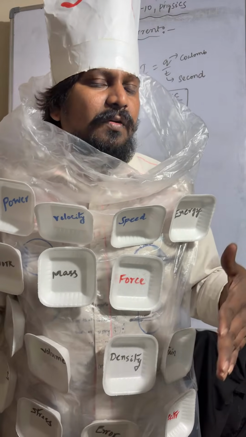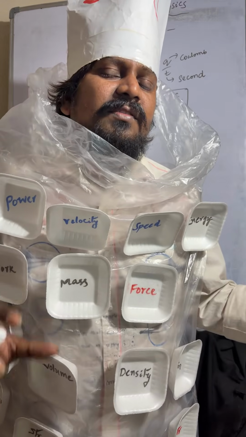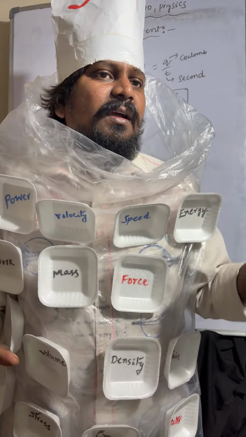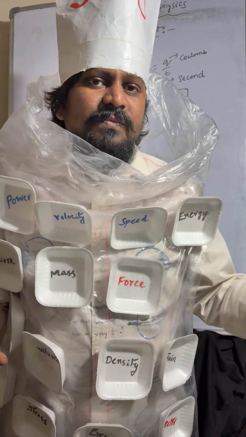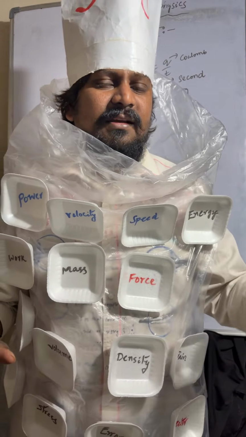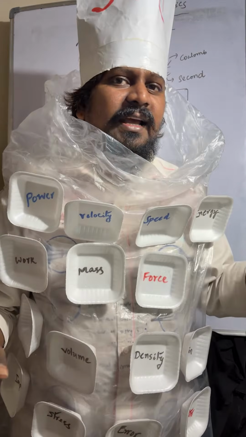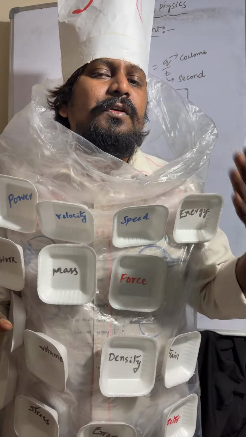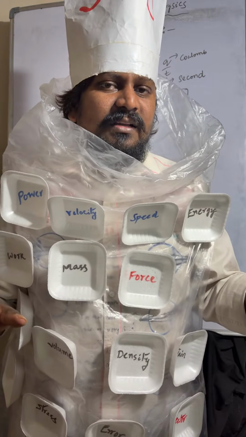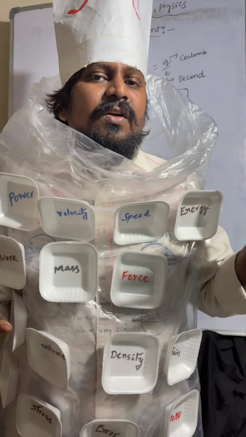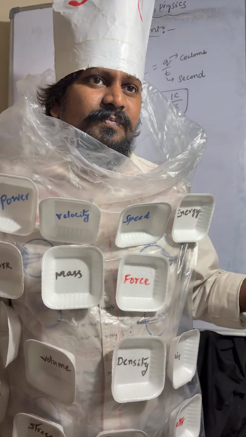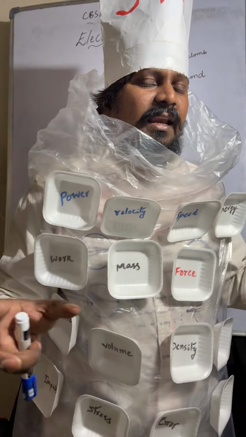I equal to Q by T. SI unit of current is ampere. SI unit of charge is coulomb and SI unit of time is second. So 1 ampere is defined as 1 coulomb of charge flowing through unit cross section area per second. Okay, so that is electric current.